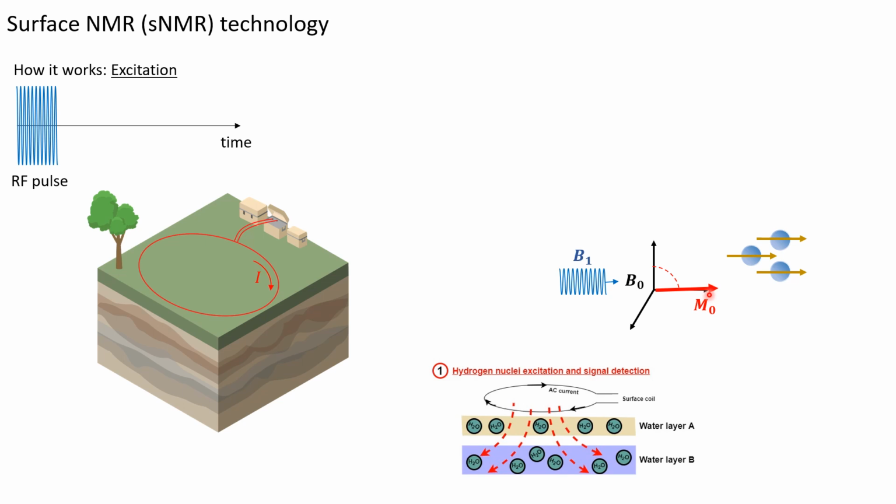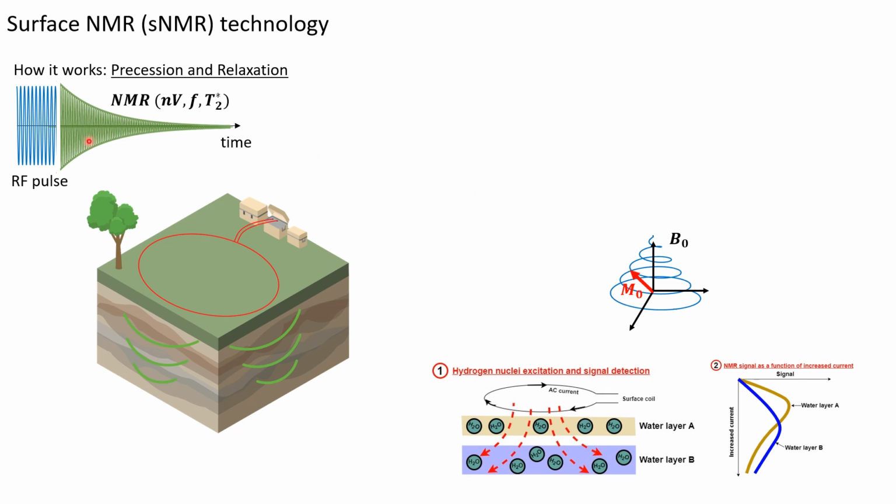And the last step is the detection. Once that RF or excitation pulse is turned off, we will have some dead time, some delay before we can start measuring. And then after that excitation stops, the spins will start to precess about the B0 field to relax back to the equilibrium, and we detect that precession and relaxation properties of the spins.